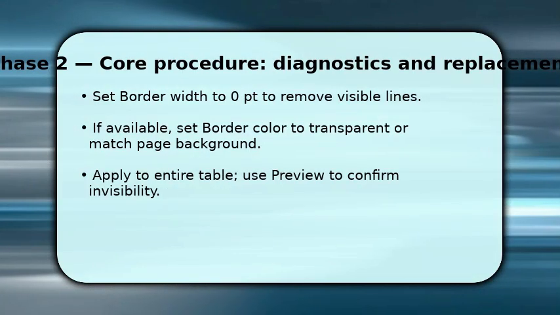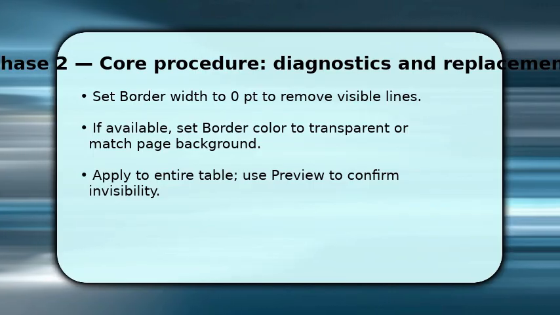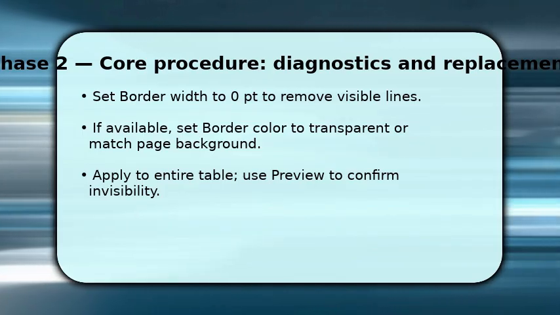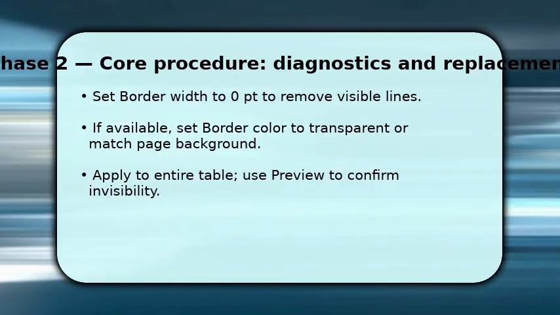Type 0 or pick 0 PT in the width control and apply it to the whole table so every cell updates. If your Docs version shows a color option, set the border color to match the page background or choose transparent if offered. This prevents faint residual lines. Once applied, click outside the table and visually confirm.